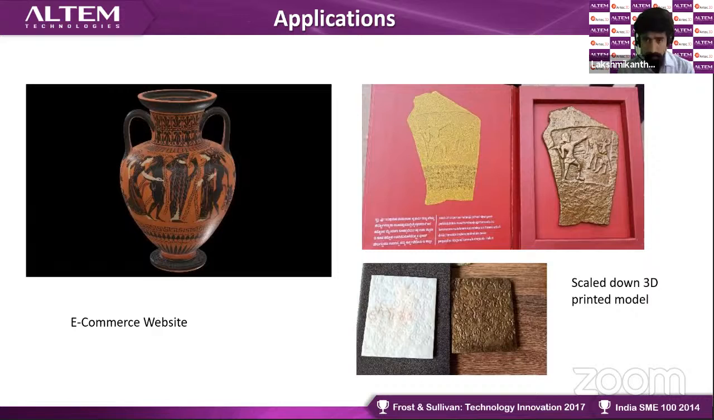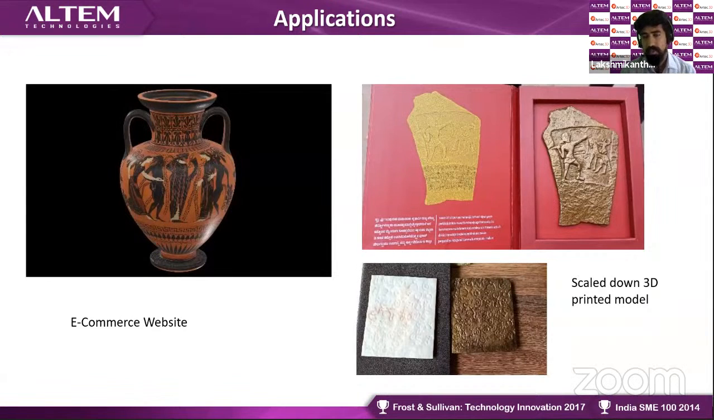And one more application is scaled down 3D printing from 3D scans. If some very unique features or artifacts are there, let's say some unique statues, we can scan it and make replicated models of it. That means instead of creating 1:1, we can replicate, duplicate, or scale it down, make a 3D printout of it, and make it available.